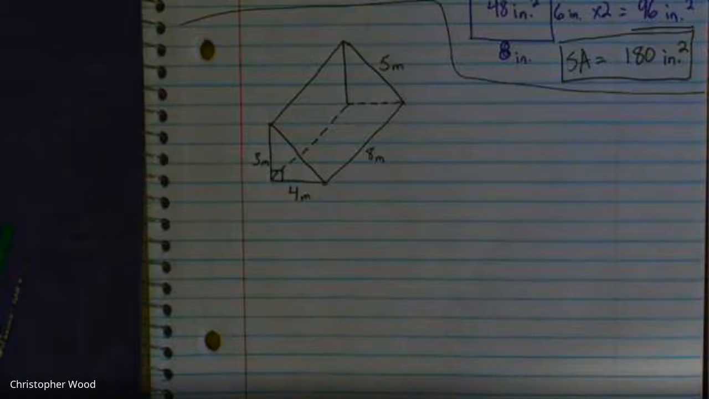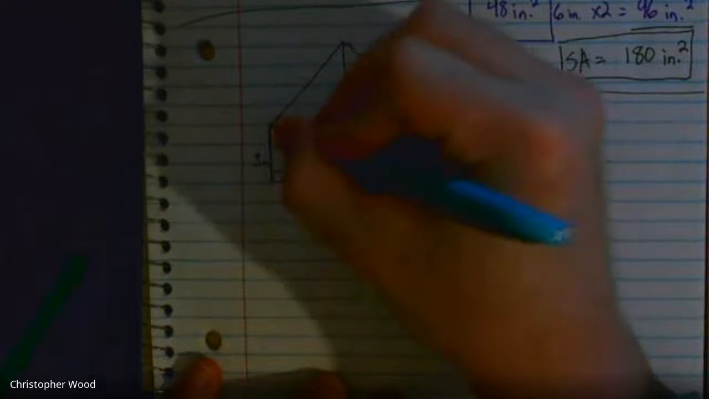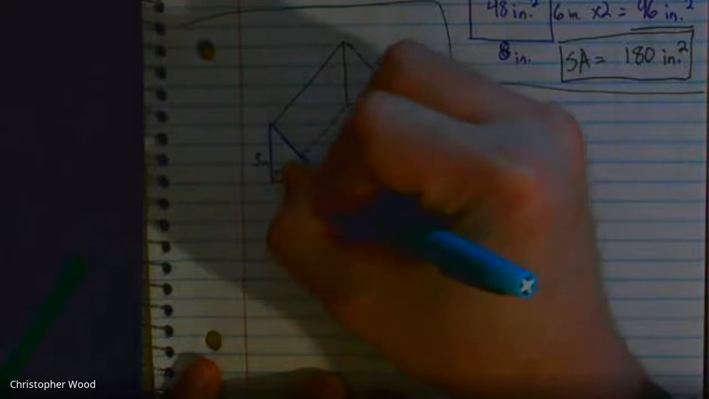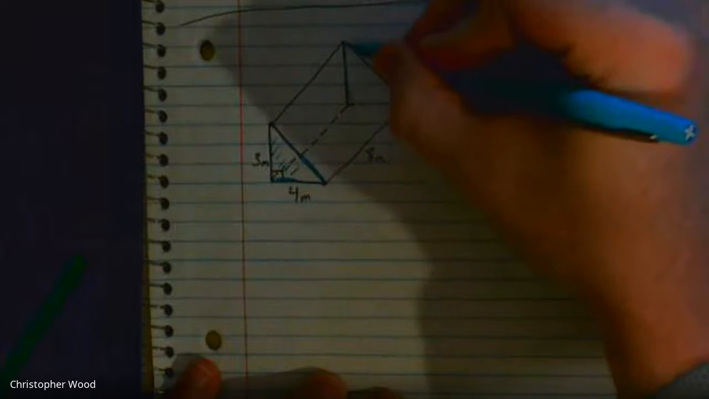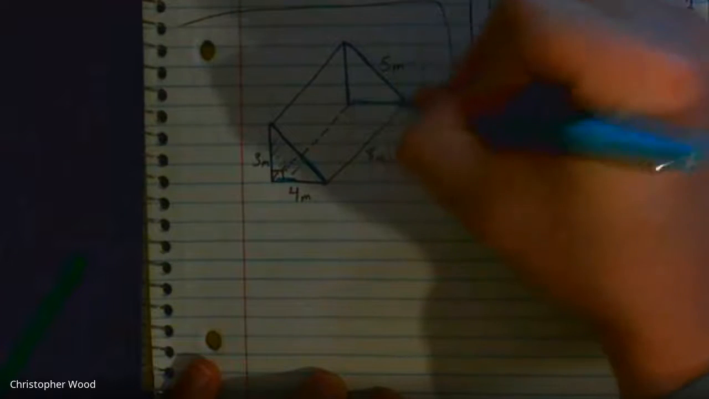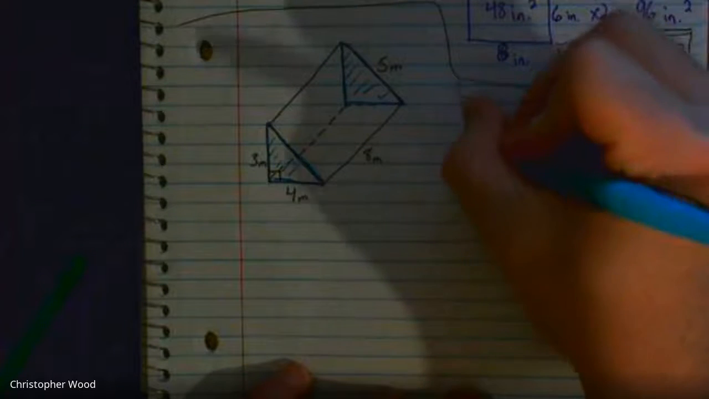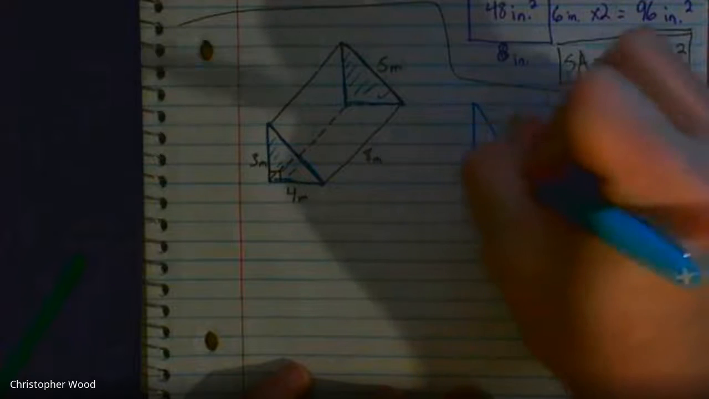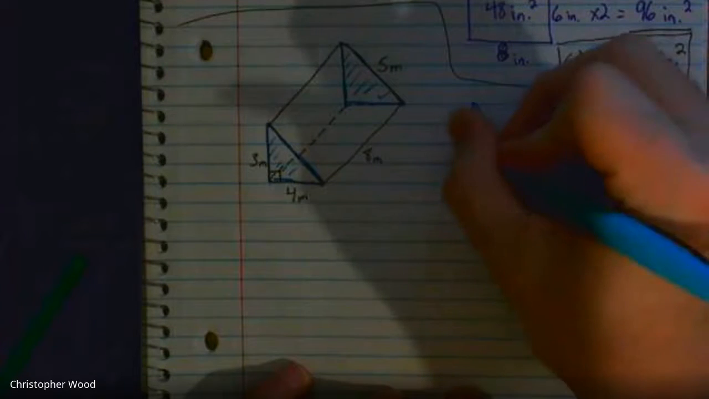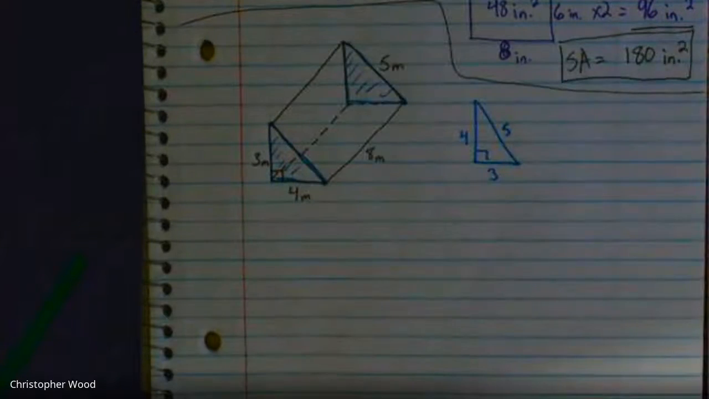So how do we break that down? Well, first, let's start with the triangles. I know that I have 2 of the exact same triangles, right? I've got the triangle in the front, and it's going to match the triangle in the back. The bases of a prism are always congruent, right? So I've got these 2 triangles. I redraw the triangle. 3, 4, 5 right triangle.